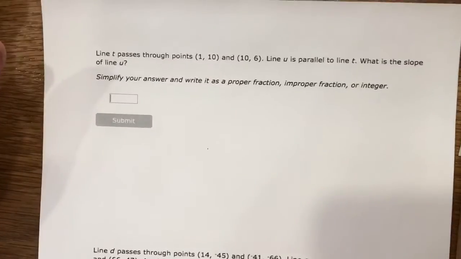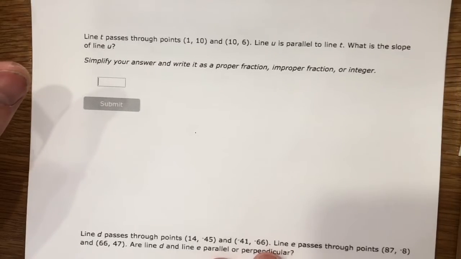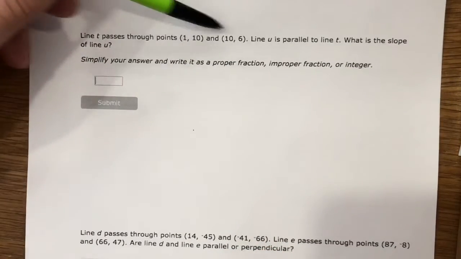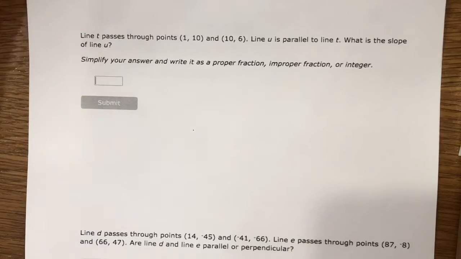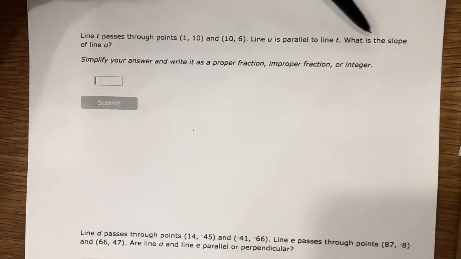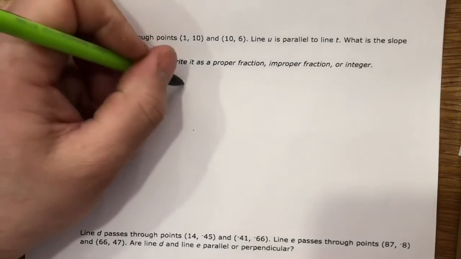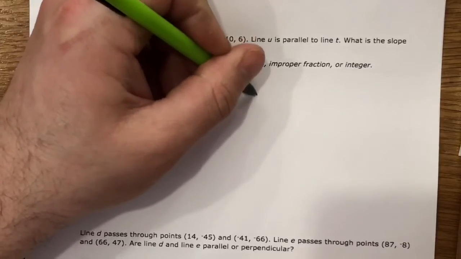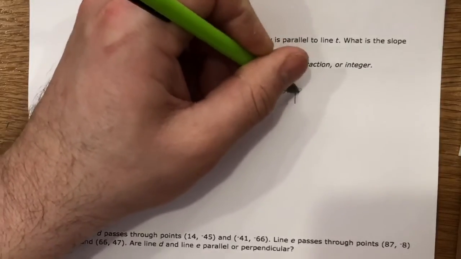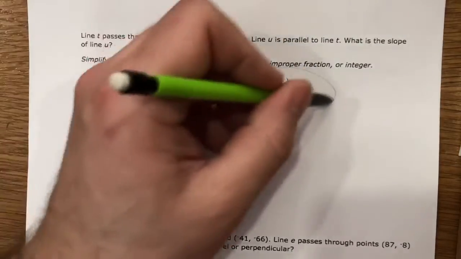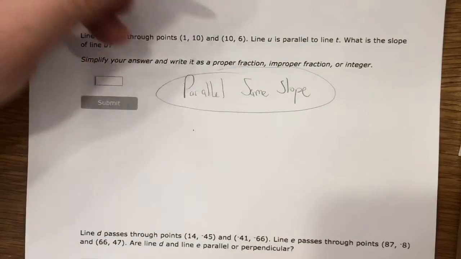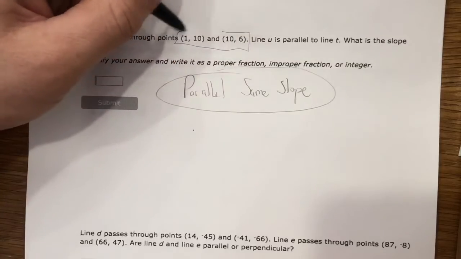This one is set up a little bit differently because in this case, they didn't give us an equation. They gave us 2 points. It says line T passes through these 2 points. Line U is parallel. What's the slope of line U? Again, with parallel slopes, it means they are essentially the same slope. So if I can figure out the slope of one of the lines, I can figure out the slope of the other line. We've worked with this before.